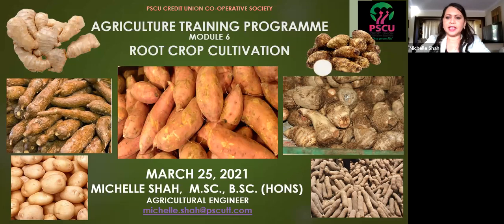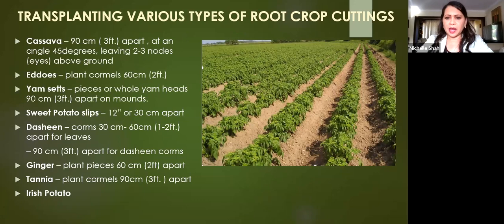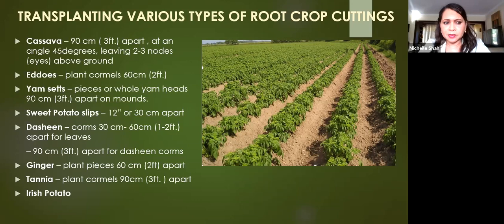Right, so today we'll be looking at root crop cultivation. There are 8 types of root crops which I'll be discussing today: cassava, arrows, yam, sweet potato, dasheen, ginger, tanya, and Irish potato. Yes, you heard correctly, Irish potato, which has recently begun trials in Trinidad, and we will soon be doing it on a larger scale.